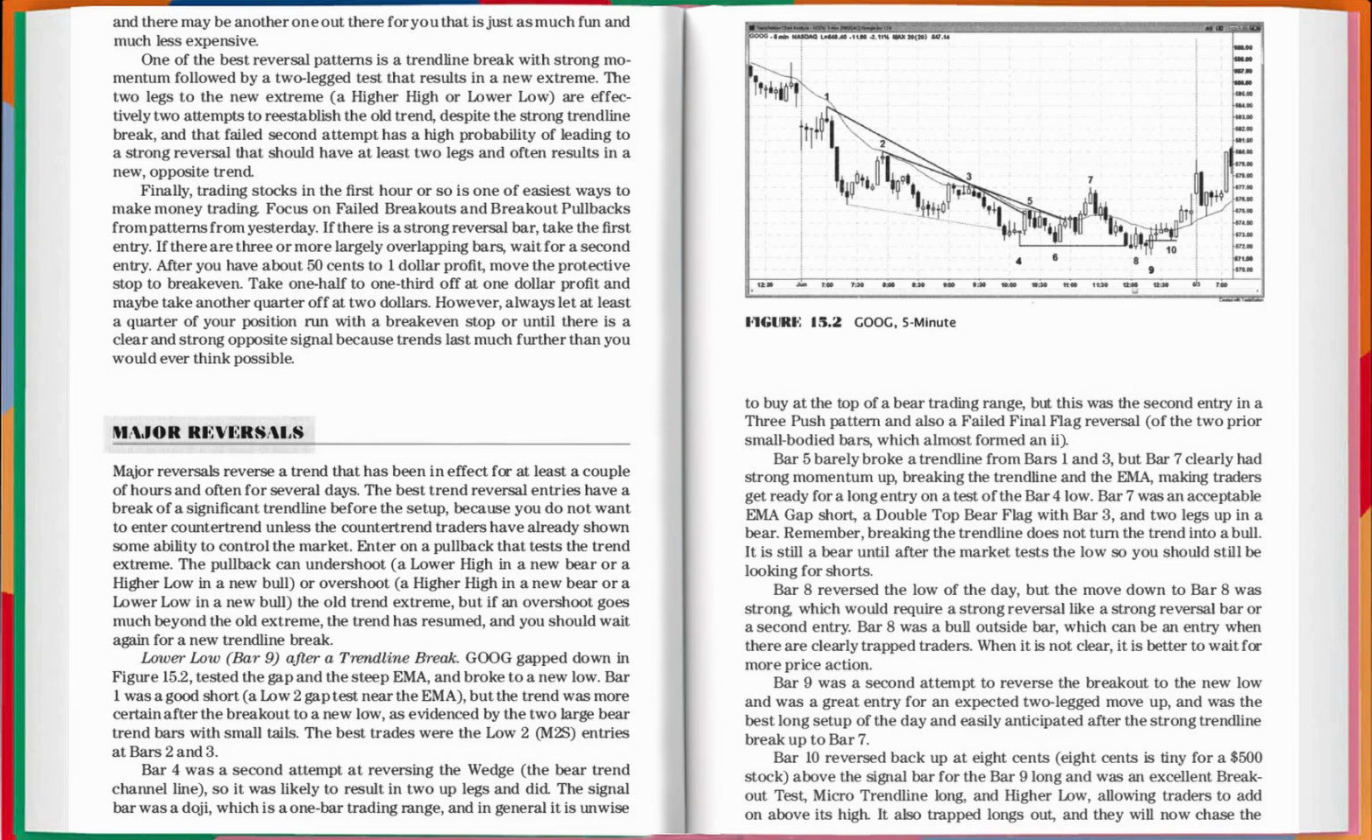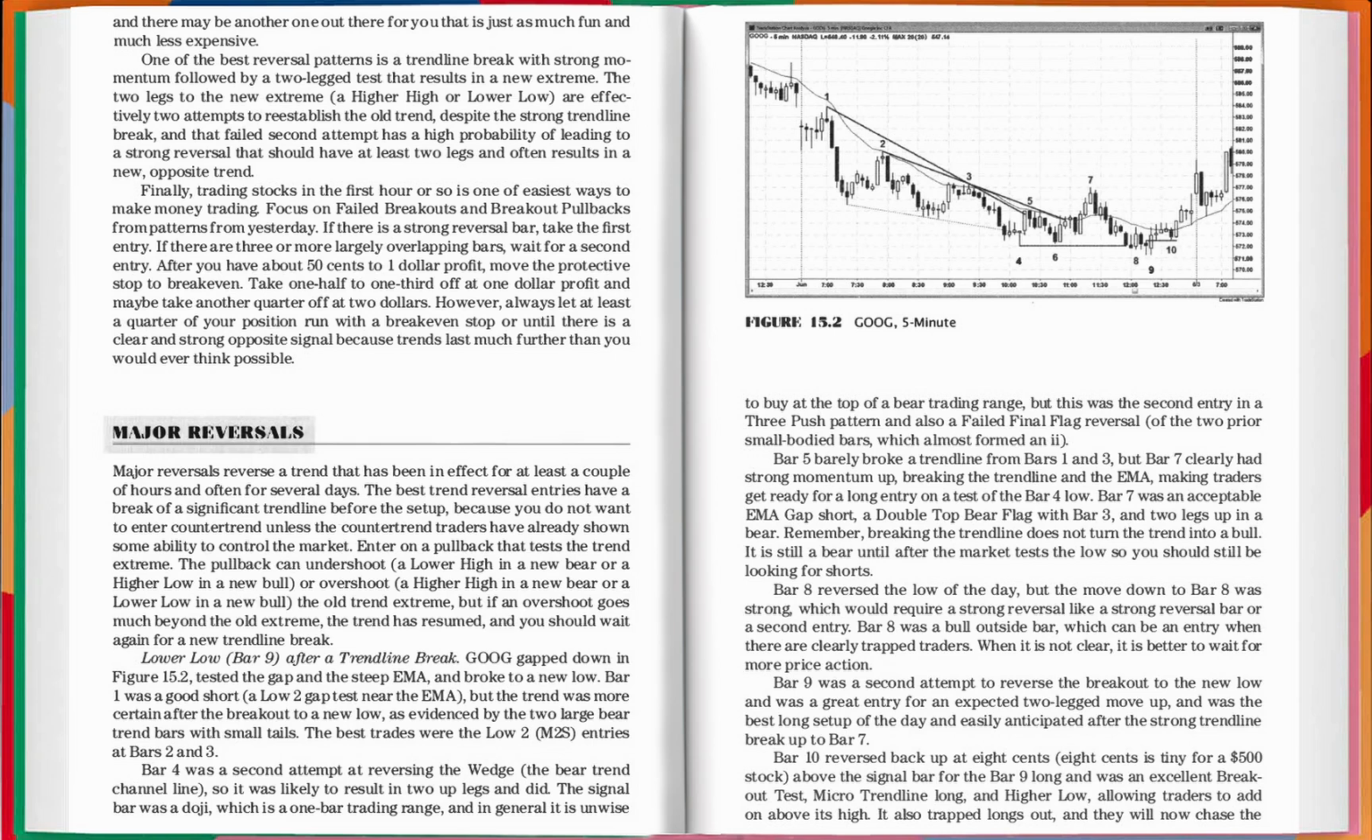Bar 8 reversed the low of the day, but the move down to bar 8 was strong, which would require a strong reversal like a strong reversal bar or a second entry. Bar 8 was a bull outside bar, which can be an entry when there are clearly trapped traders. When it is not clear, it is better to wait for more price action.